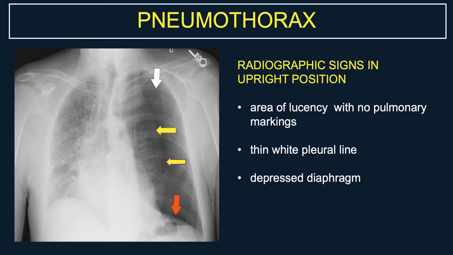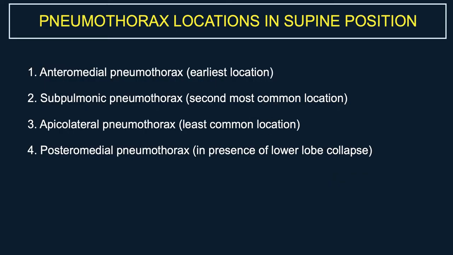But what if the patient is in a supine position? Will you still see these classic signs? Well, yes, especially when the amount of pneumothorax is moderate or large. The problem is when it's minimal, and the picture may look different.